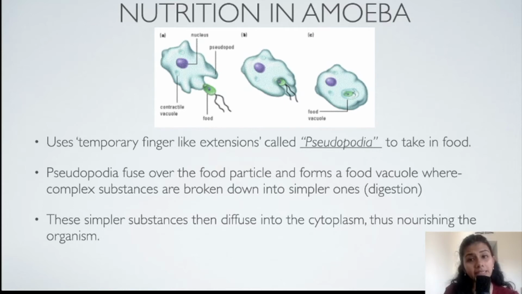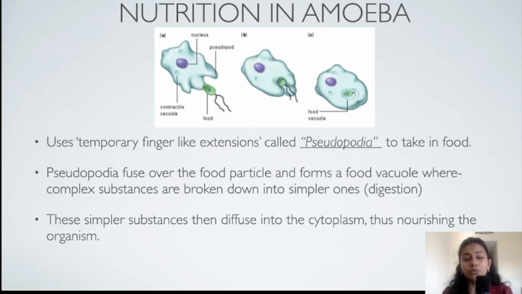You can see that clearly in the picture. So they fuse over the food, and they form a food vacuole. Vacuole is nothing but a sac. So if you hold food like that, obviously a sac-like structure is formed around it. So that is nothing but the food vacuole.